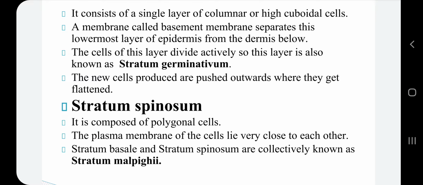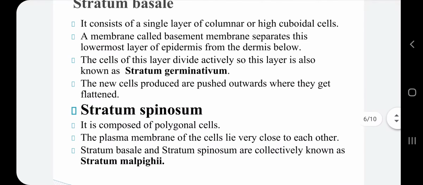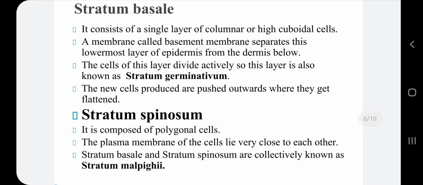Now this layer is made up of cells which are polygonal in shape, and the plasma membranes of the cells lie very close to each other. Together these two layers, stratum basale and stratum spinosum, are called stratum Malpighii. So this is about the two lowermost layers of the epidermis.